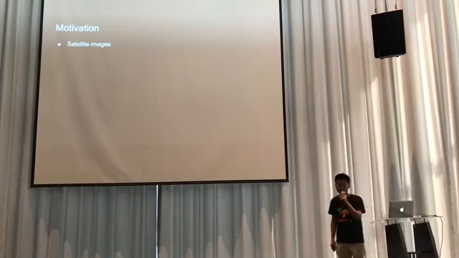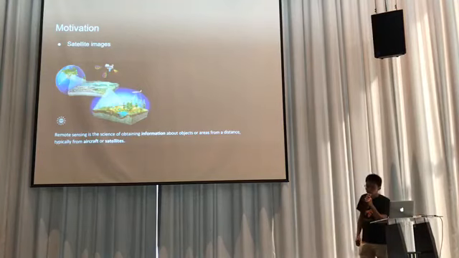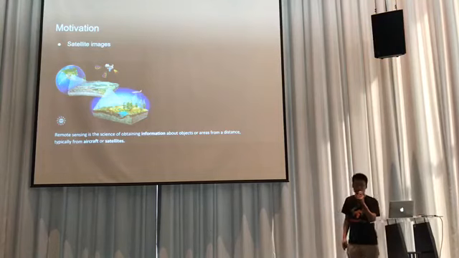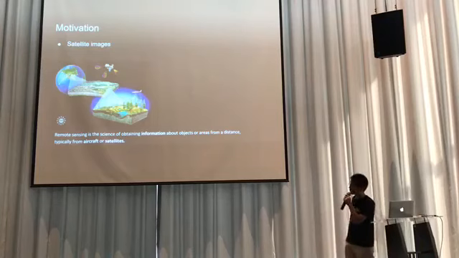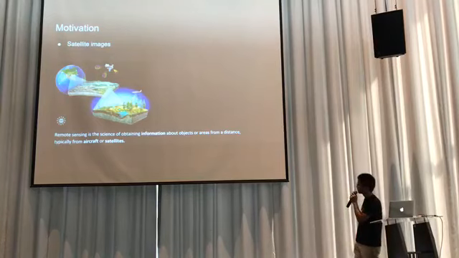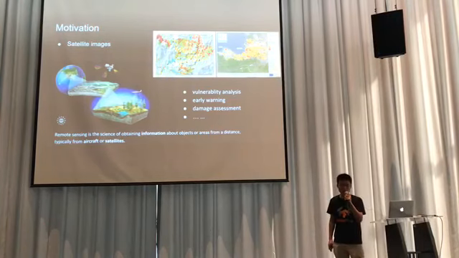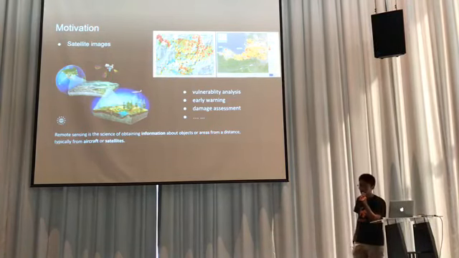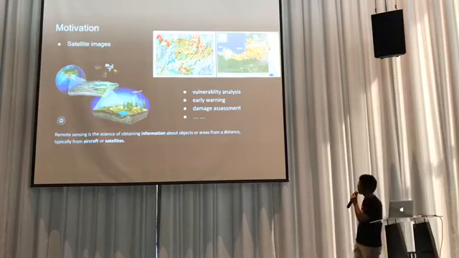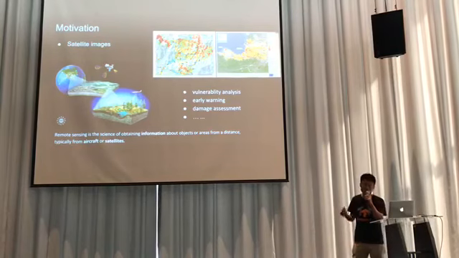So why are we using satellite images? Satellite images are obtained from sensors mounted on satellites or maybe aircraft. They can obtain information about a large area from a distance. They have been used widely in natural hazards emergency response. They can be used in vulnerability analysis, early warning, or damage assessment, and they play a key role after the earthquake.